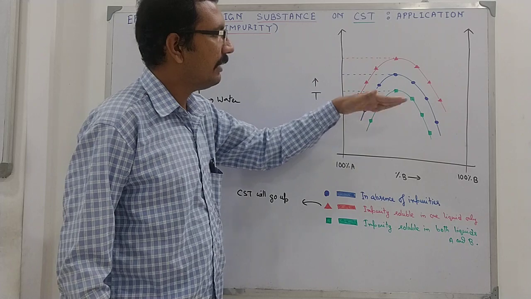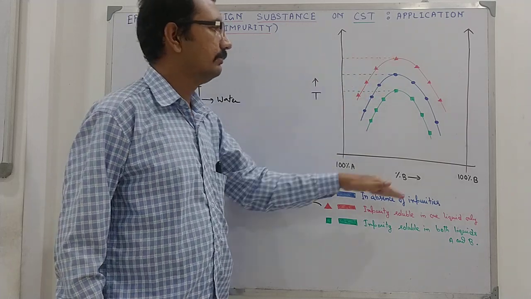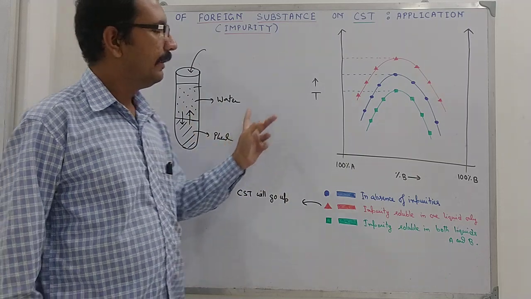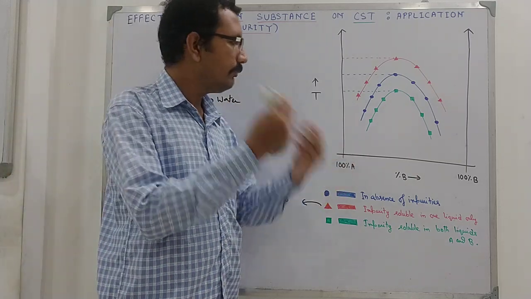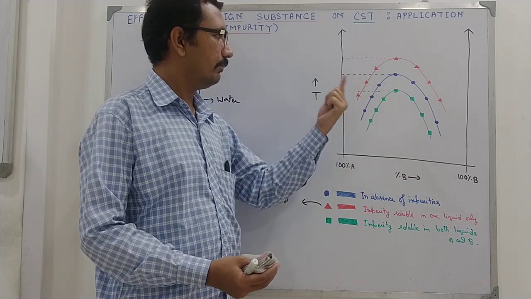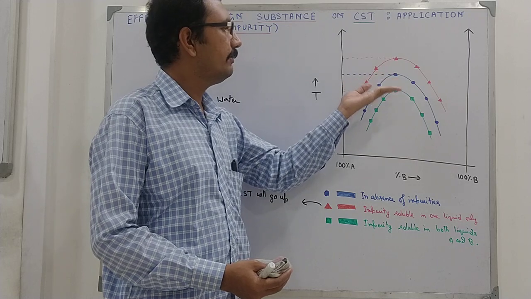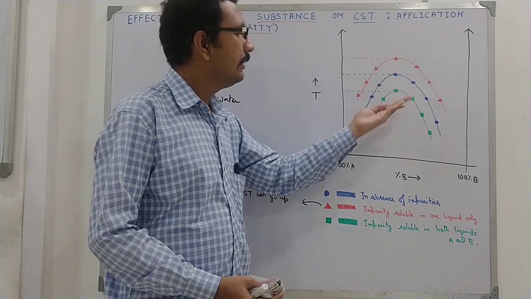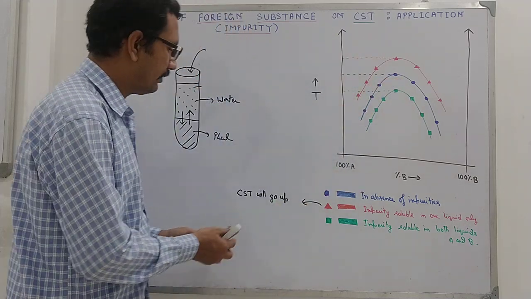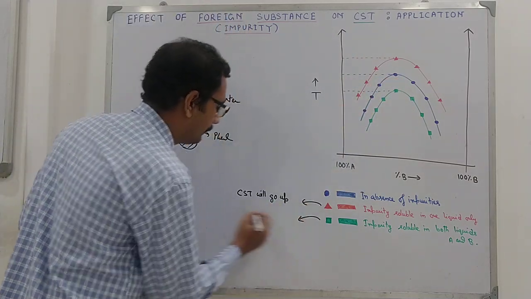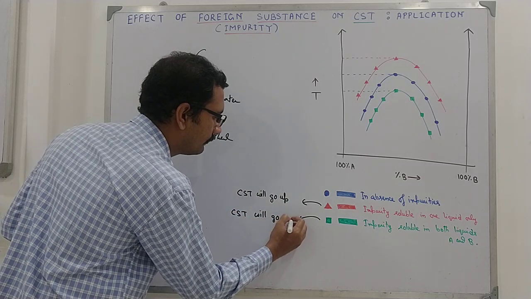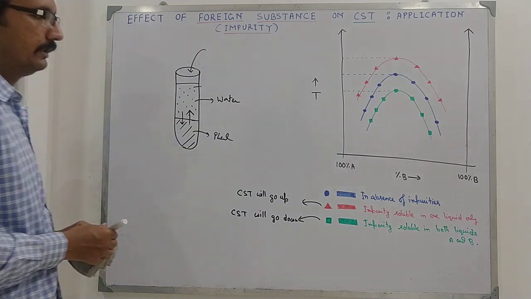So CST, what will happen to the CST? CST will go down. So with impurity having solubility in both the liquids, it will increase the mutual solubility and it will no longer require a higher temperature. You will need a lesser temperature to convert the two conjugate solutions to a single one. So CST will go down here.